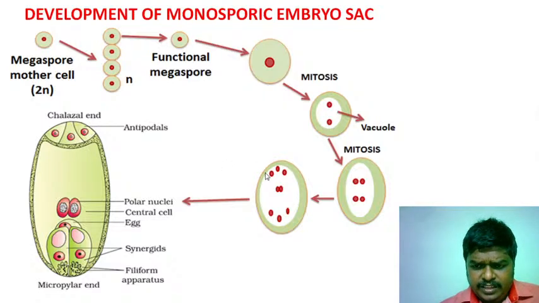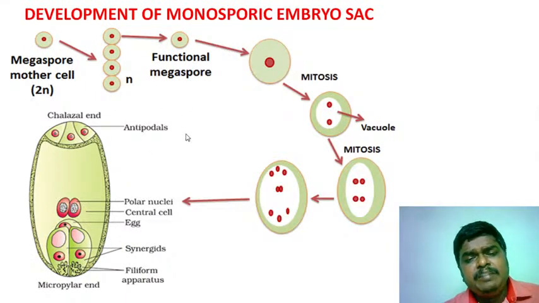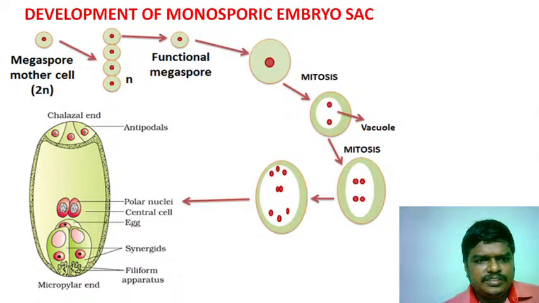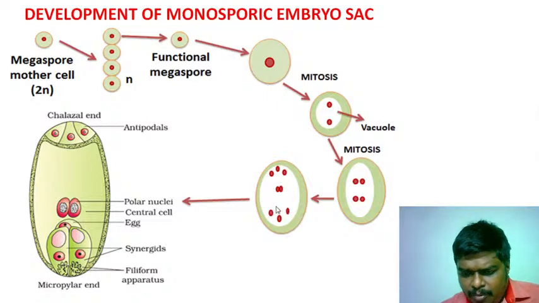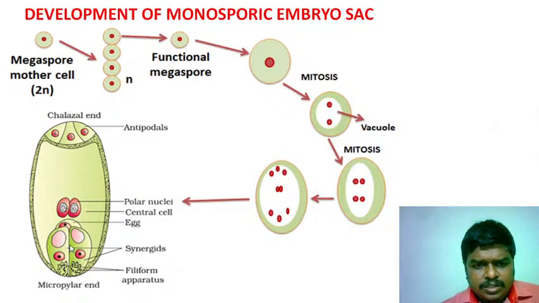The 3 nuclei that are here become 3 cells. Those 3 cells are called antipodals. And here 3 cells are there, right? Among these 3 cells, 2 become synergids and 1 becomes the egg cell. Whereas at the center you can see the polar nuclei. 2 nuclei will be there.